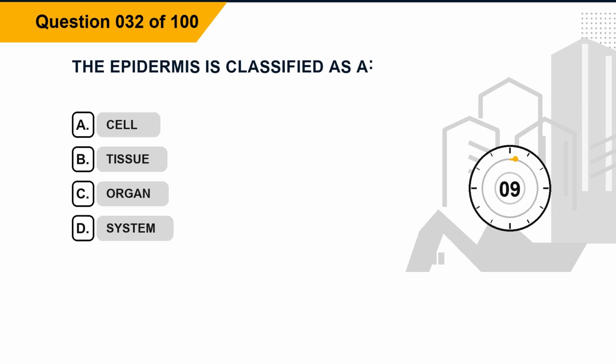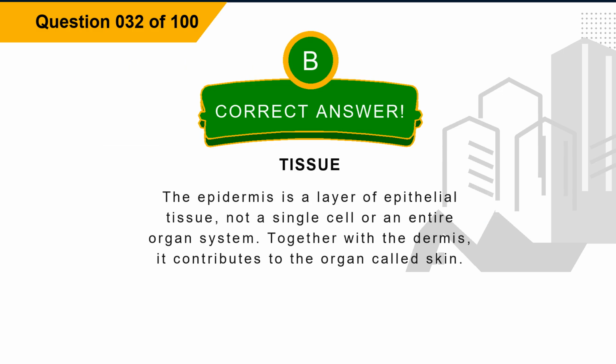Question 32. The epidermis is classified as a blank. Option A, cell. Option B, tissue. Option C, organ. Option D, system. The correct answer is option B, tissue. Explanation: the epidermis is a layer of epithelial tissue, not a single cell or an entire organ system. Together with the dermis, it contributes to the organ called skin.